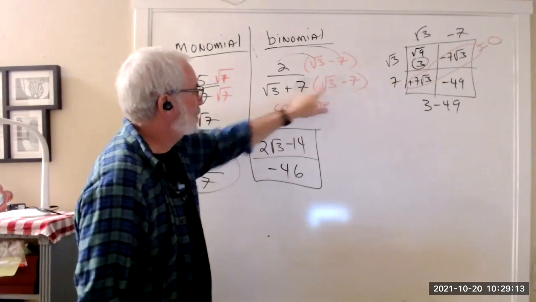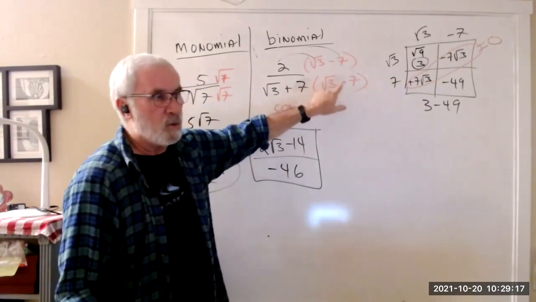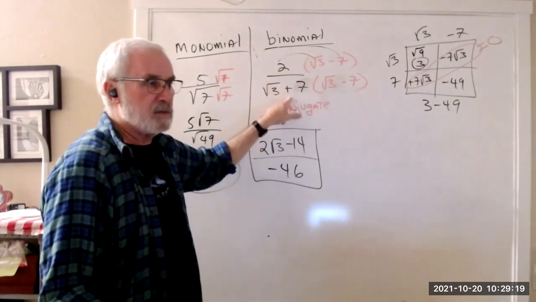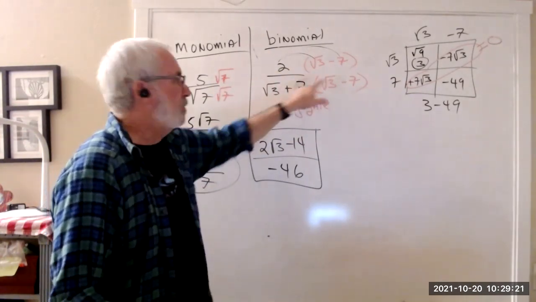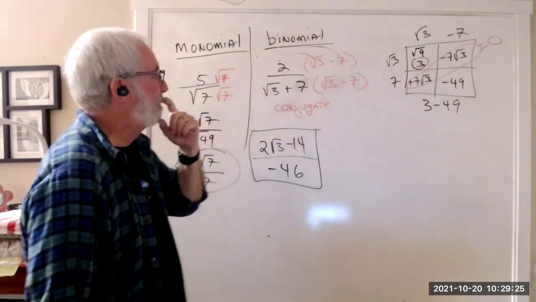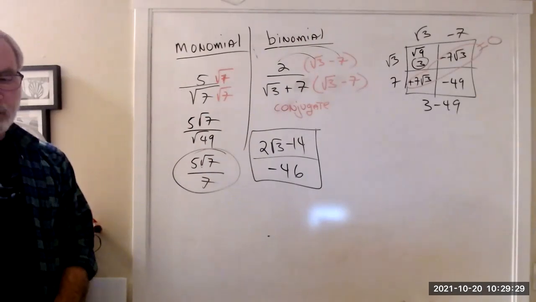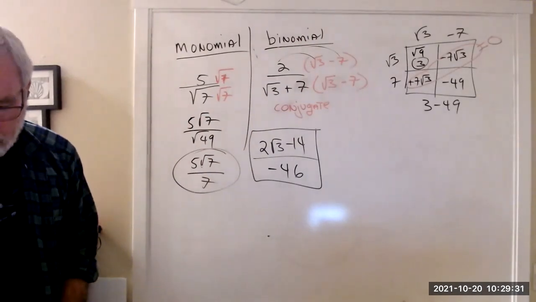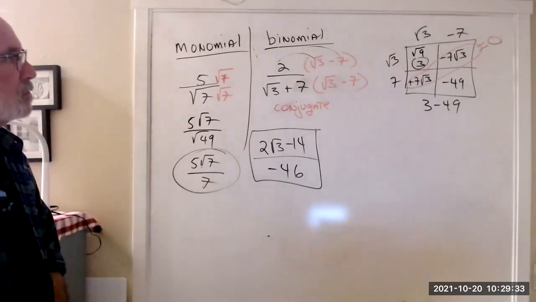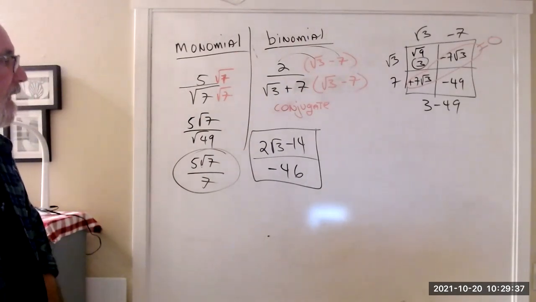Notice these two numbers are exactly the same, radical 3 and 7, but one of these is a plus, one of these is a minus. And then whatever you multiply to the bottom, you do the same thing to the top. Is that okay with that example for everybody? I got a question. Sure. You can't simplify the 14/46 because it's the binomial.